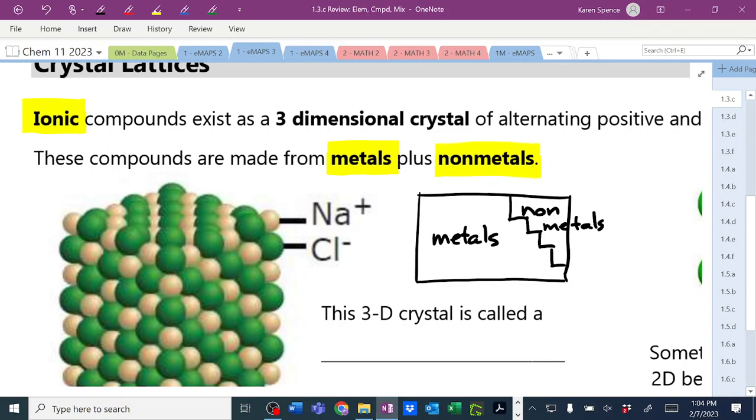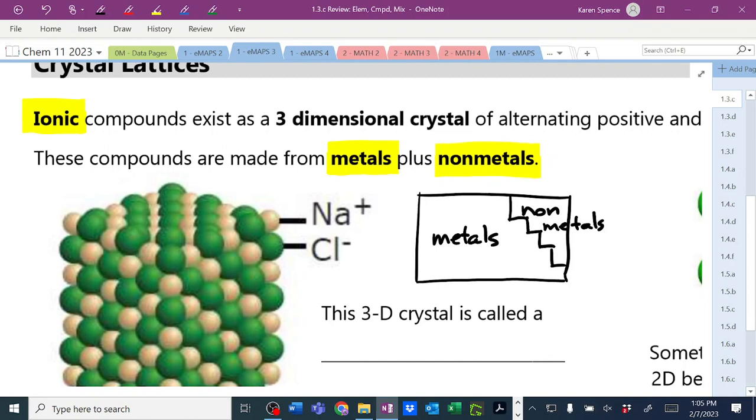This is a crystal. You know how salt is crystalline? Look at the little salt on the table, it's a little crystal. This is what you're seeing, but just really, really far away. This one we're seeing really, really close up. So it alternates. The sodium is silver, okay, because it's a metal.